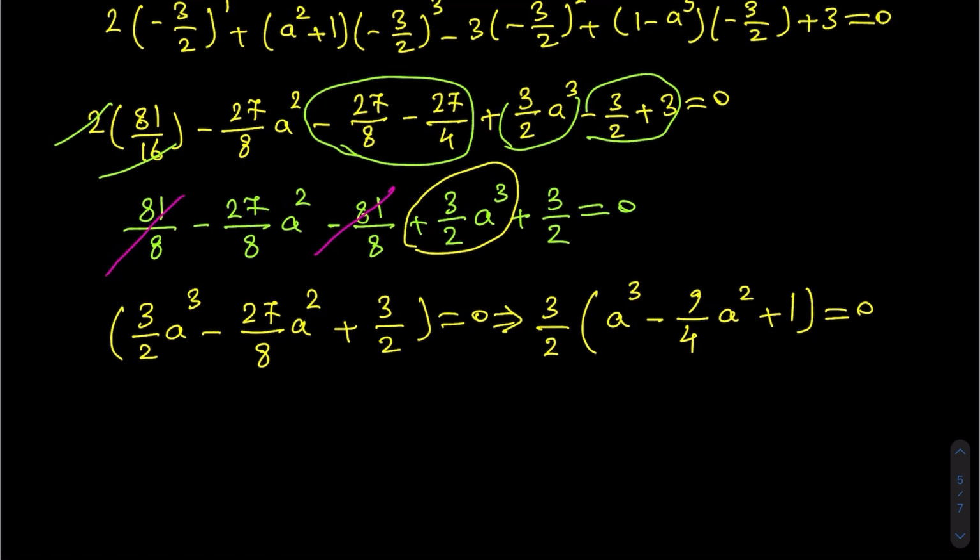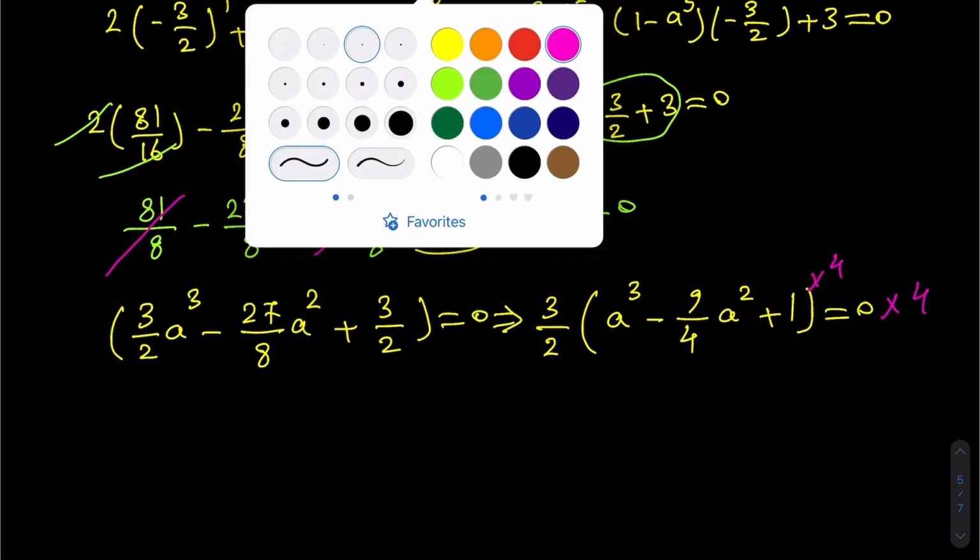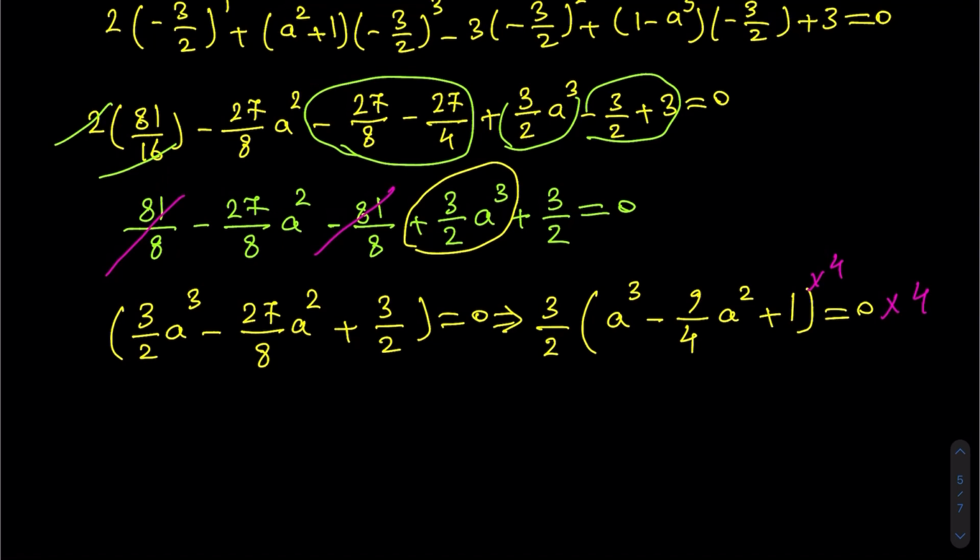Again, I see there is another fraction, which is the coefficient of a to the power of 2. So I want to get rid of all fractions. Therefore, I will multiply both sides by 4, which will be 3 over 2 times 4a to the power of 3 minus 9a to the power of 2 plus 4 is equal to 0.